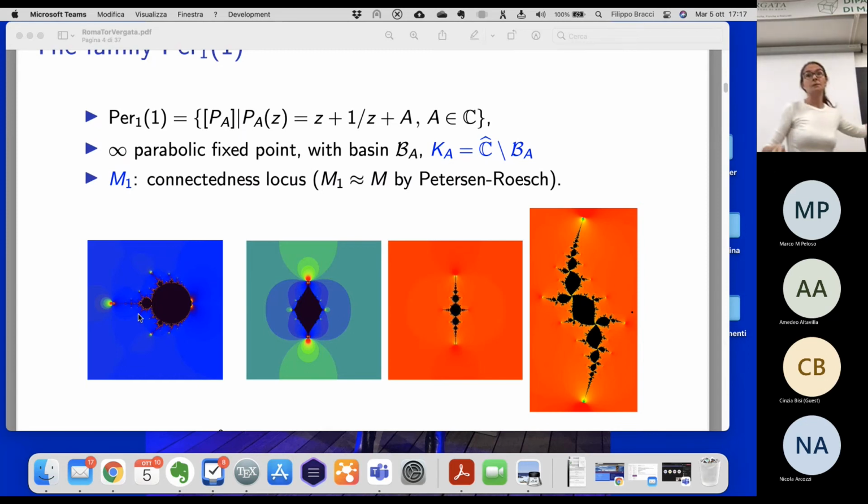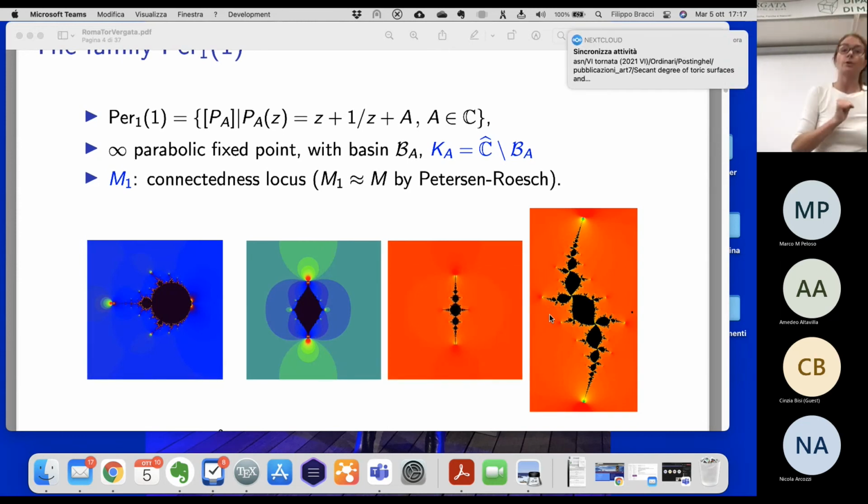Now, for every A, infinity is fixed, but this time it is parabolic. It has an attracting direction and a repelling direction. But there is this attracting direction, so there is a basin of attraction, which is completely invariant, and we can define the filled Julia set in the same fashion as for polynomials, as the complement of the basin of attraction of infinity. Just this time it is parabolic. And here I drew the filled Julia set for some elements. This is for A equal 1, and this for other parameters for which the filled Julia set is connected.